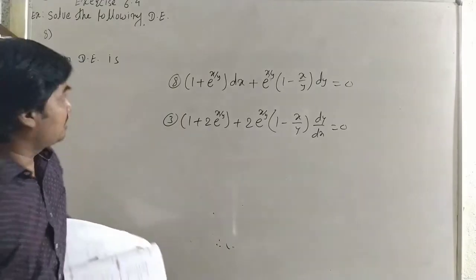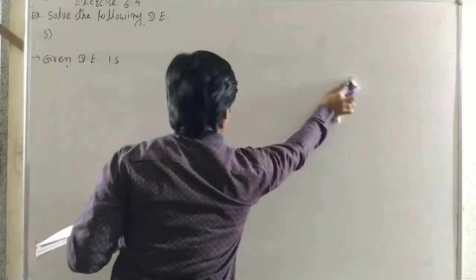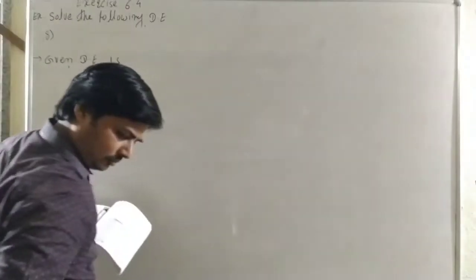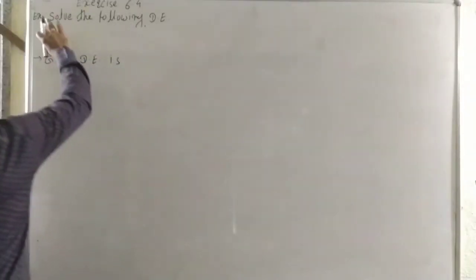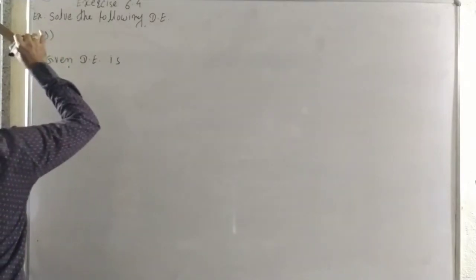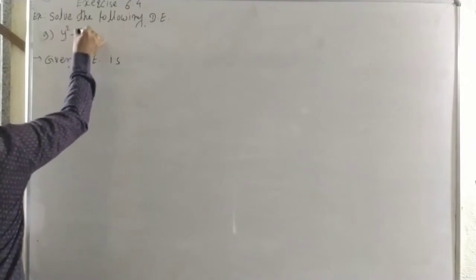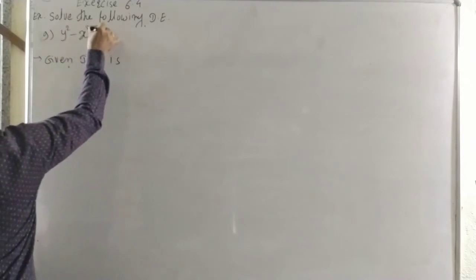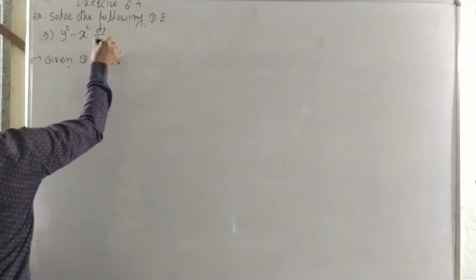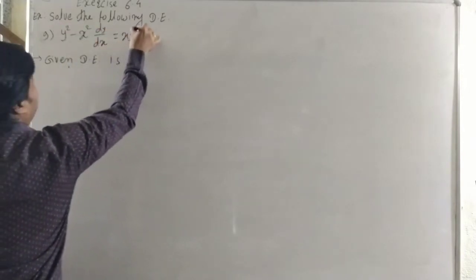Example number 9. Here y square minus x square dy by dx is equal to xy dy by dx.